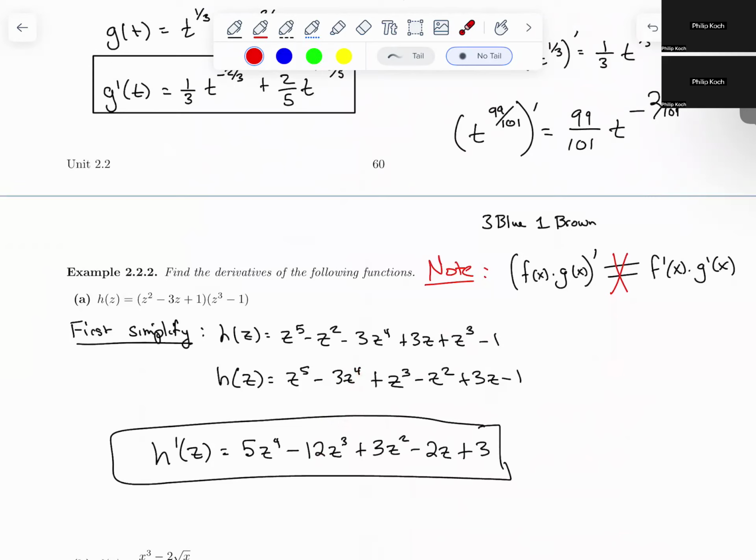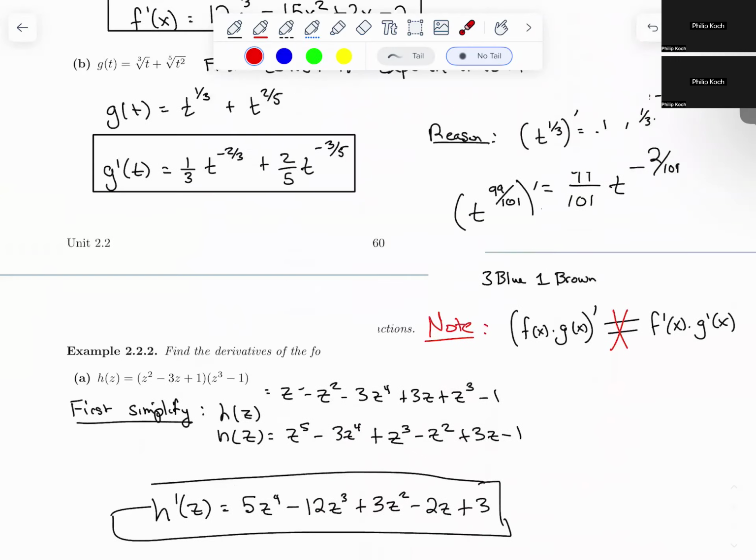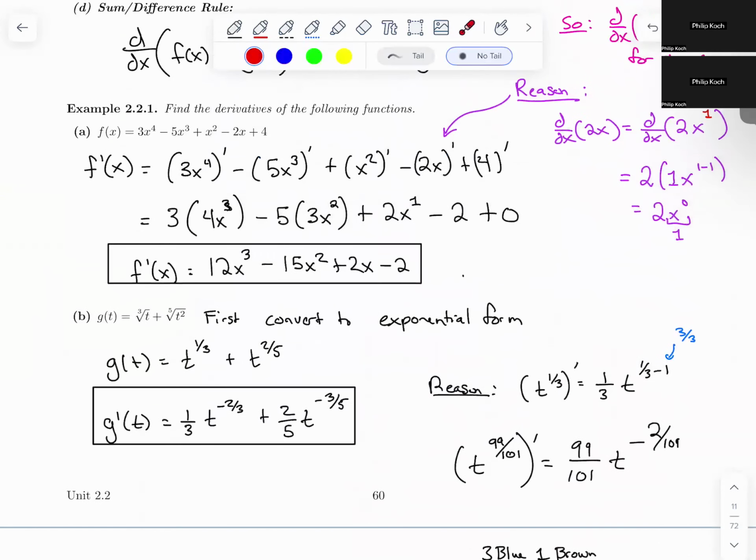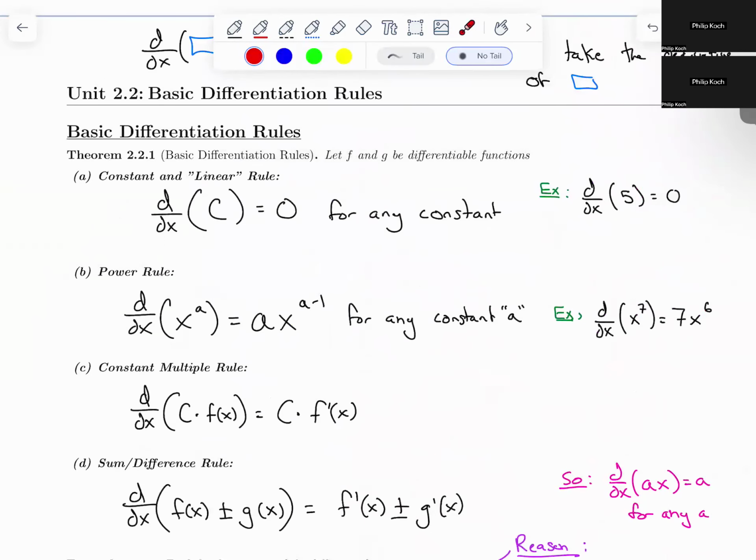Just as a small note, I want to talk about the power rule for one more second. The fact that the derivative of z squared is 2z, the derivative of z cubed is 3z squared, and so forth. Proving that for whole numbers is not too terrible, because you have to use the binomial theorem.